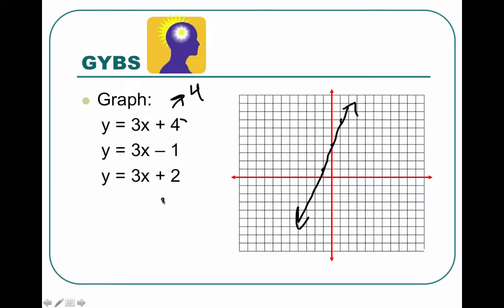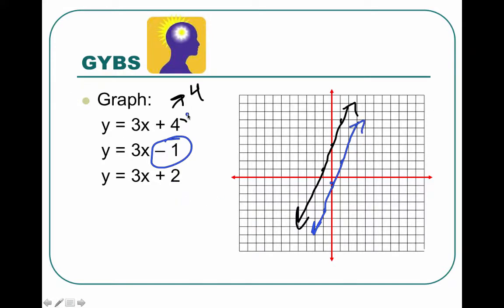Next one, I don't think it's a stretch to say we're going to have a y-intercept of negative 1, apply the slope: 1, 2, 3 over 1, 2, 3 over, and we should recognize these as parallel lines.